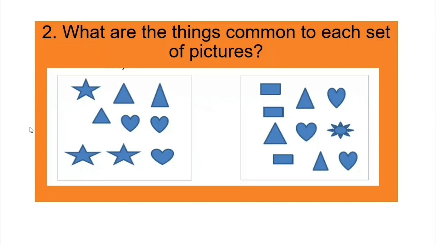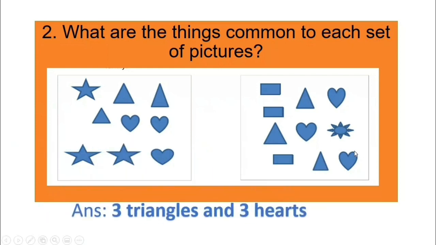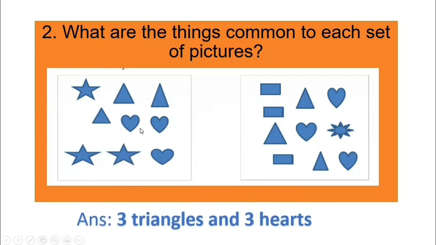Next question. What are the things common to each set of pictures? Tingnan mabuti ang mga nasa larawan. Ano sa palagay mo yung common sa kanilang dalawa? If your answer is triangle and hearts, you are correct, because we have 3 triangles and 3 hearts for each set of pictures.